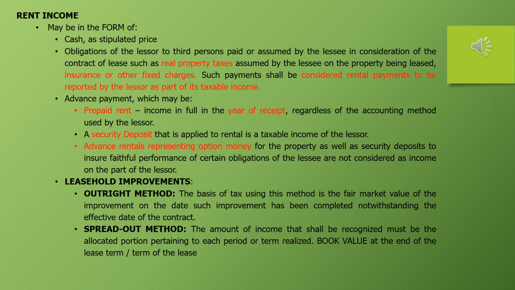So, therefore, hindi siya outright. Magre-recognize tayo ng tatlong, okay, ng tatlong income every year of the lease. Okay? So, 600 divided by 3, that is 200,000. Okay? So, every year of the lease, may i-recognize si lessor na 200,000 per year. So, that's how we will recognize the income from leasehold improvements. Outright, re-recognize agad, while the spread out is spread siya on the remaining lease term or all throughout the lease term. Okay, so I hope that it is clear to you the gross income with regards to rent income and other types of inclusions of the gross income.